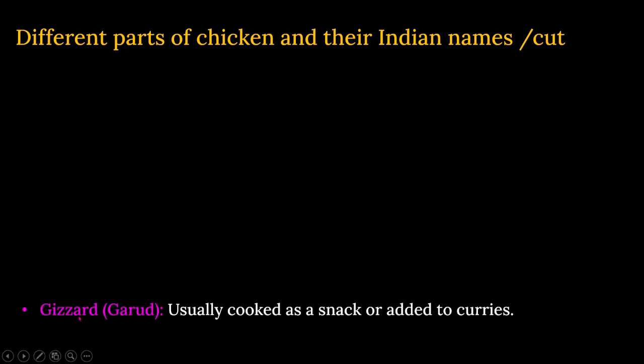And gizzard, the internal part, the stomach, is known as the garur. Garur is usually cooked as a snack or added to curries. So these are the basic Indian terms we can use in our Indian preparations.